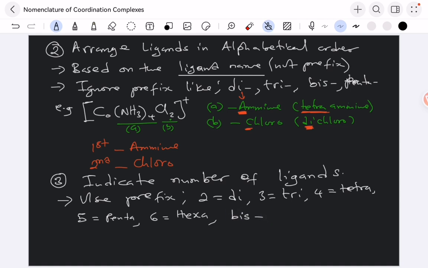prefixes such as bis, tris, tetrakis, pentakis. So we'll look at some of the complexes that have those names.